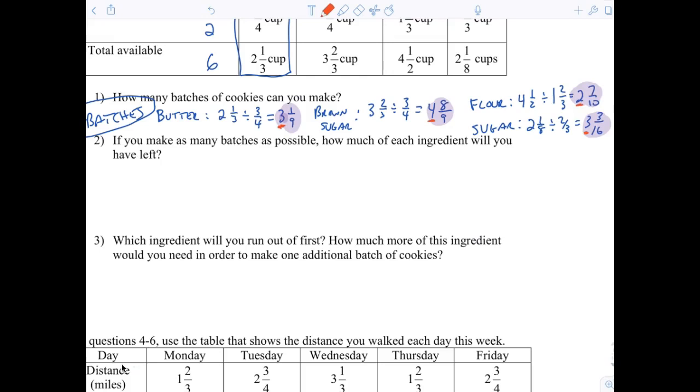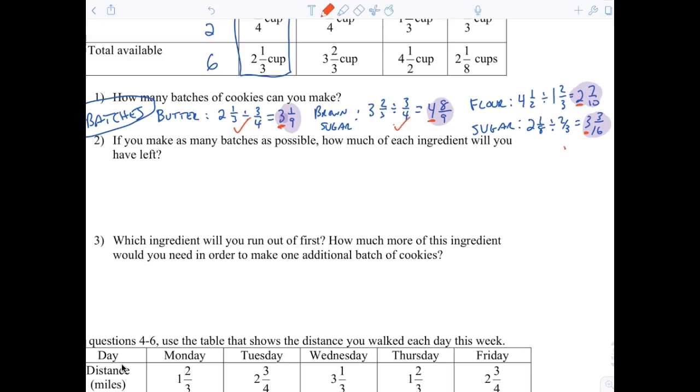Now, if I try to make 3 batches, what's going to happen? Am I going to have enough for butter? What about brown sugar? How many batches can I make for brown sugar? 4. So what would I have? So I would have enough to make 3.